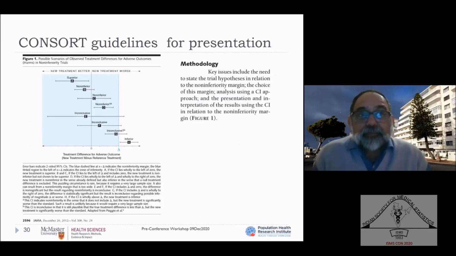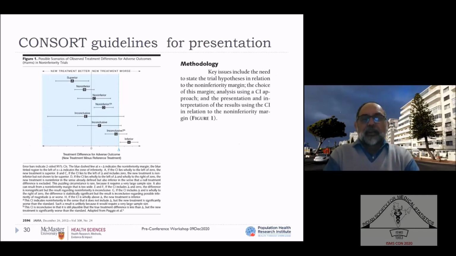So the final thing I want to talk about is presentation of the results, okay? And everybody, I'm sure, is very familiar with the CONSORT guidelines for how to present randomized controlled trials. And I'm sure you're probably also aware that CONSORT has guidelines for different types of randomized controlled trials. They also have guidelines for non-inferiority trials. So, the latest ones were in 2012, and the same one that I have from JAMA is available in the BMJ and Lancet and so forth. So they publish in a variety of places and also in different languages as well.